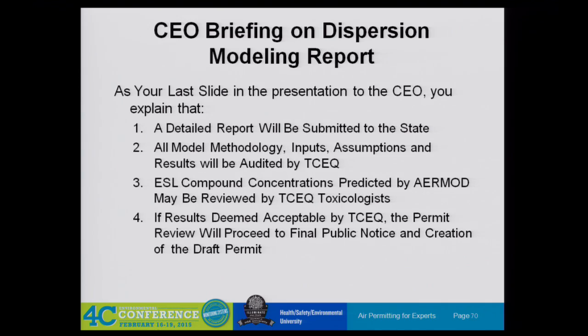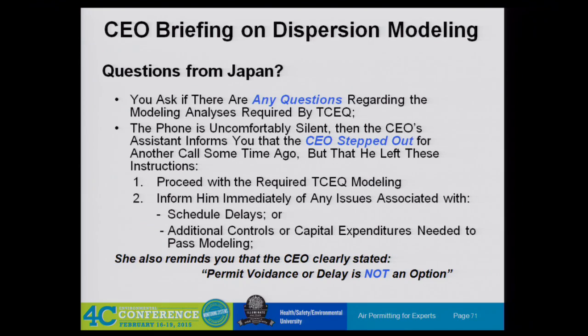Okay. So in the last slide of your presentation, you explained that a detailed report is going to be submitted to the state. It's going to outline all of our inputs and assumptions, that we're going to do effects screening level for all our VOC compounds and everything else that we emit. It's going to be reviewed by the TCEQ toxicologist, and they're going to eventually find that acceptable, and the permit review will proceed finally to the final public notice and the draft permit, right?